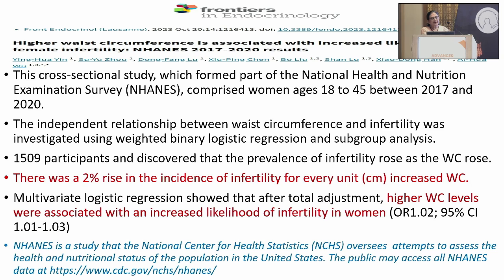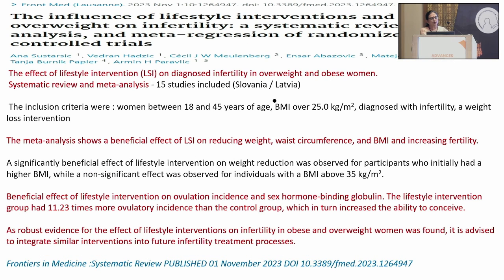And this again is a 2023 cross-sectional study. This is actually done by a Chinese group, but the data was taken from the National Center for Health Statistics, USA. The USA data they have taken, and they found that there was a 2% rise in incidence of infertility for every centimeter rise in waist circumference. So waist circumference has to be brought down, that is, your central adiposity should be brought down.